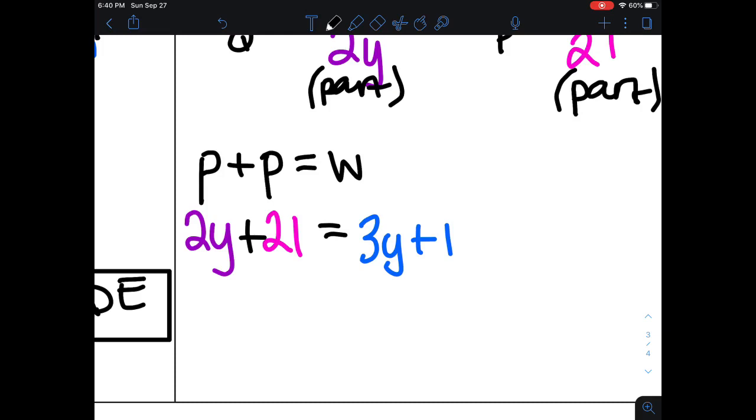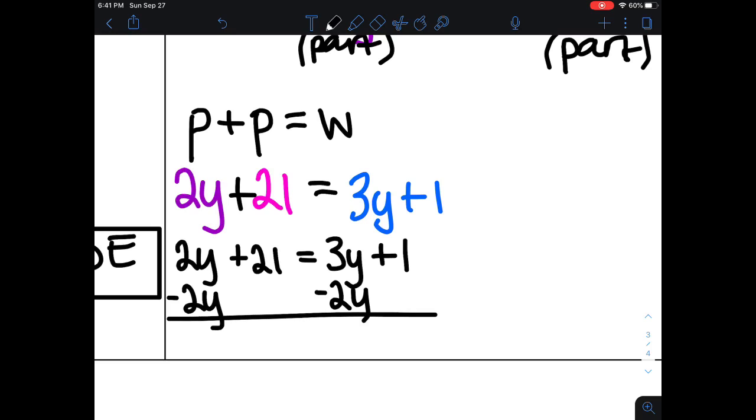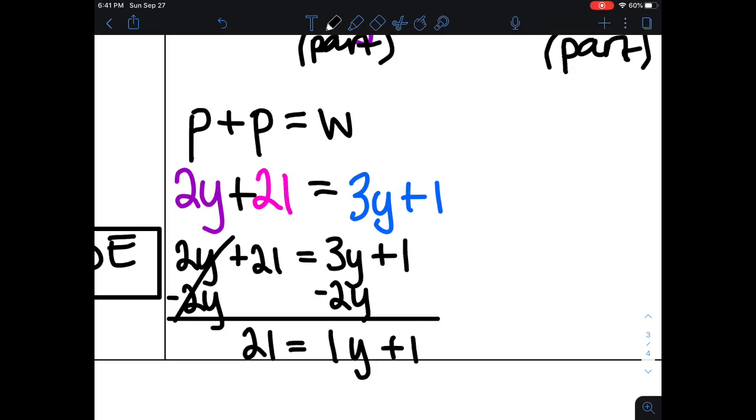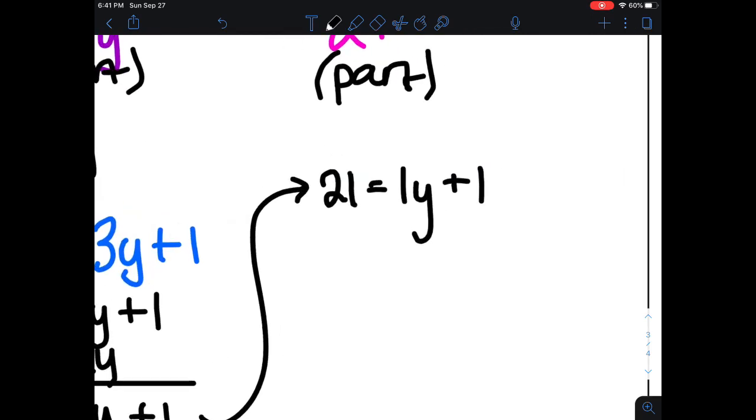All right, so I'm going to rewrite this. I feel like the colors are confusing you. Okay, so I just rewrote everything. I didn't change anything. I just rewrote it in black. Okay, so I see that I have a Y on both sides, so let me take away the smaller Y. Great. So now I have 21 equals, what's 3 minus 2? 1Y plus 1. Ran out of space, so I'm just going to come over here. So that's 21 equals Y plus 1.